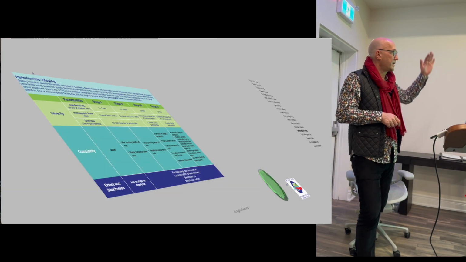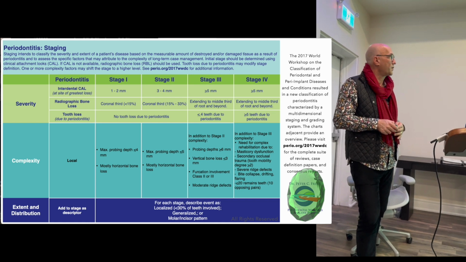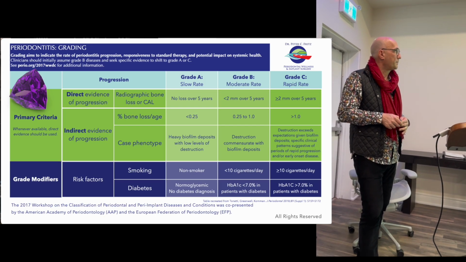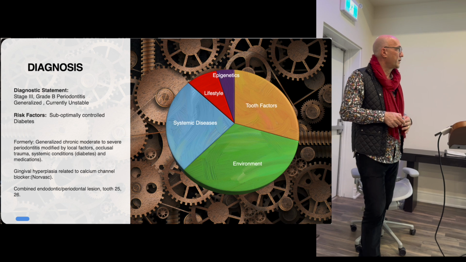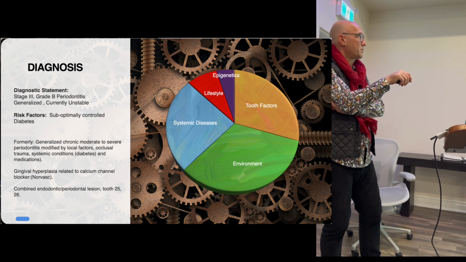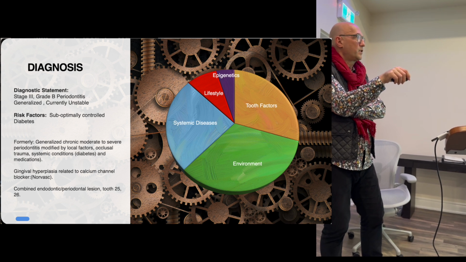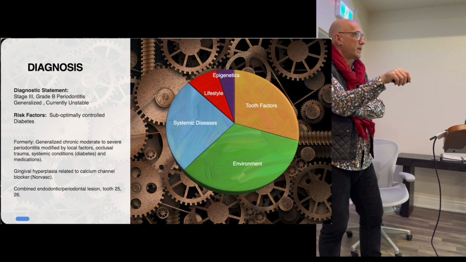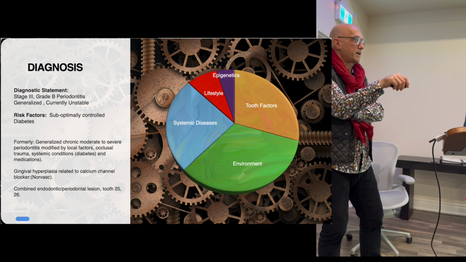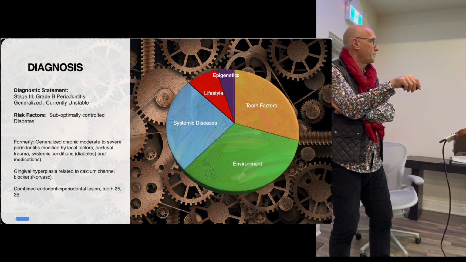So we did our staging and grading for this patient using this matrix here, this rubric. Bringing it through, I'm going to bring you forward here. And we looked for the diagnosis, and the diagnosis was a stage 3 grade B periodontitis, generalized, unstable. When we look at the different factors, epigenetics, lifestyle, systemic diseases, that was her diabetes, environmental factors, tooth factors, this is what we came up with.